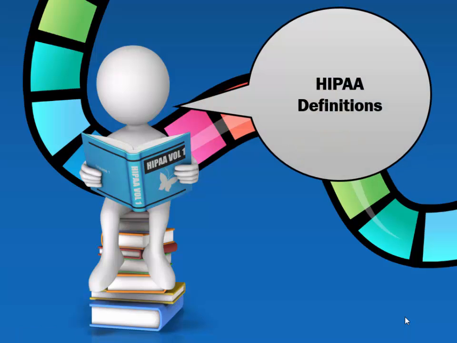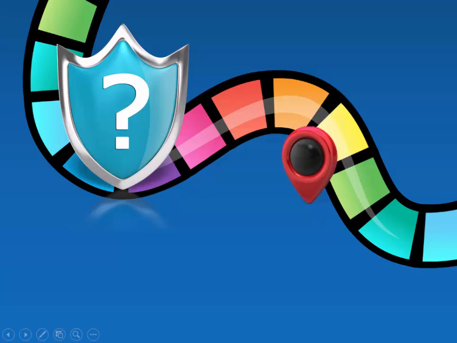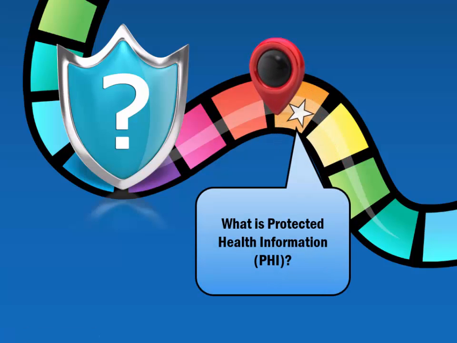Let's learn more about HIPAA definitions. What is protected health information? Protected health information, or PHI, is any information which relates to either the past, present, or future physical, mental health, or condition of an individual. The privacy rule as it applies to PHI requires it to be maintained by a healthcare provider, health plan, employer, or healthcare clearinghouse.